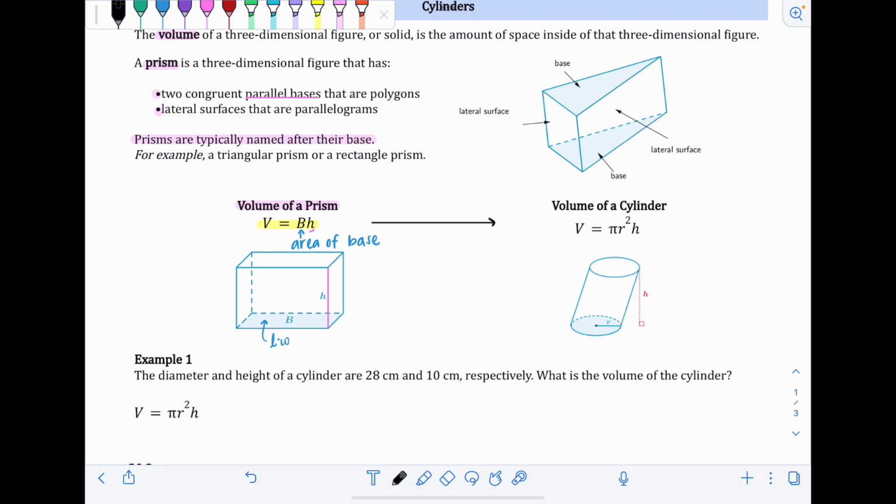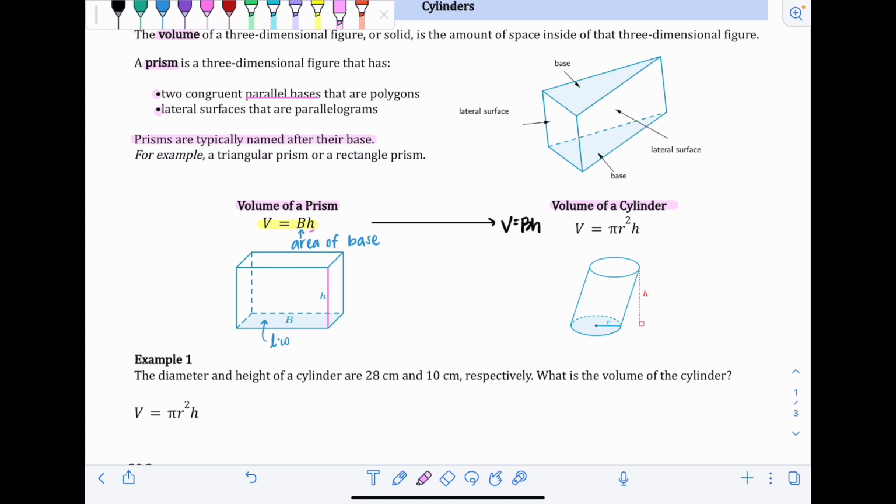I'm going to rewrite it next to the cylinder, and we're going to show how it compares to our new formula for the volume of a cylinder. Volume equals base times height. That's for any general prism. Now for the volume of the cylinder, I know it says V equals pi r squared times height, but let's approach it as if it were a prism for right now.